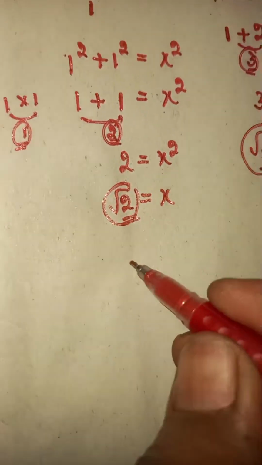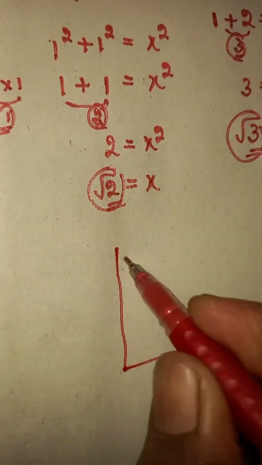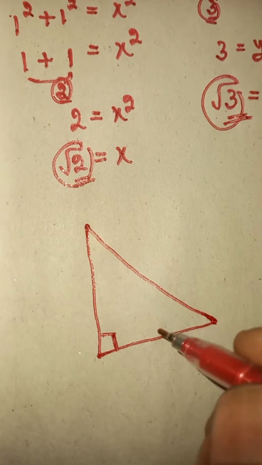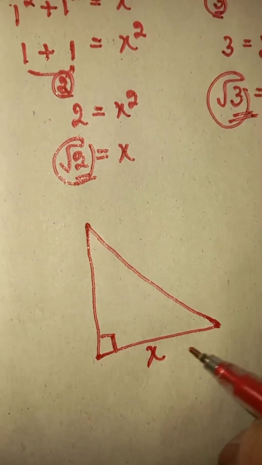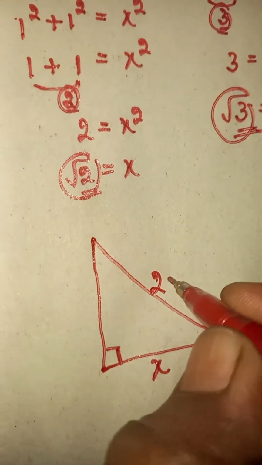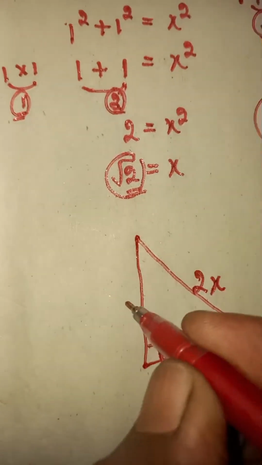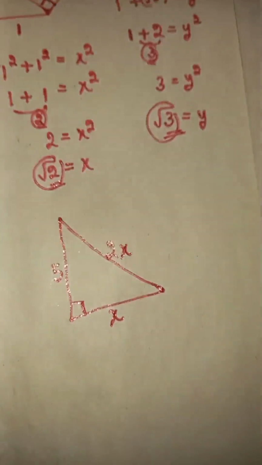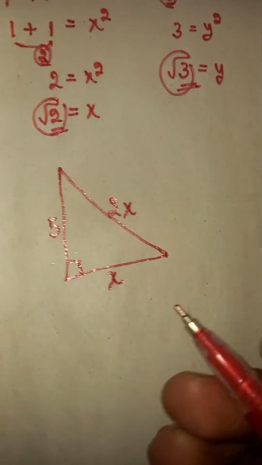Let's do another problem. Here they have given this triangle, and in this triangle the length of the hypotenuse is 2 times one of the sides. This side is x and the hypotenuse is 2x, and they have given this side length as 5 units. We need to find the length of x. You can work it out.